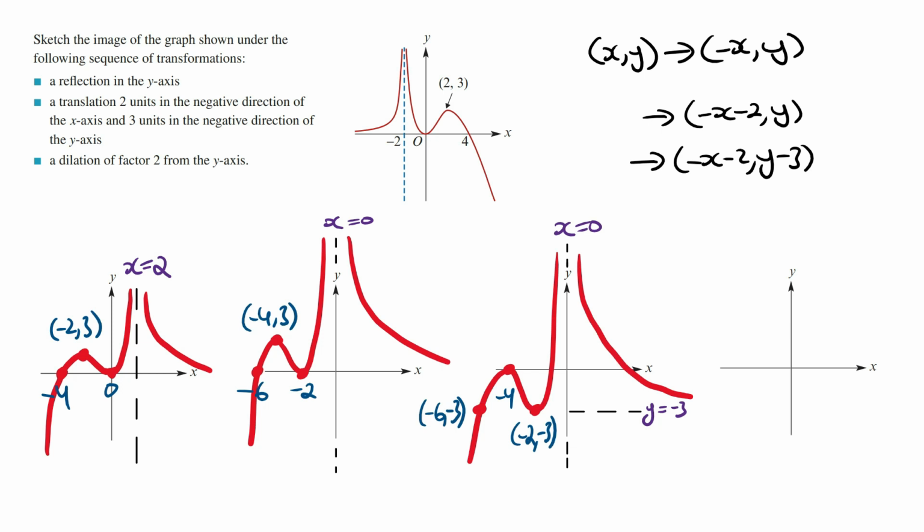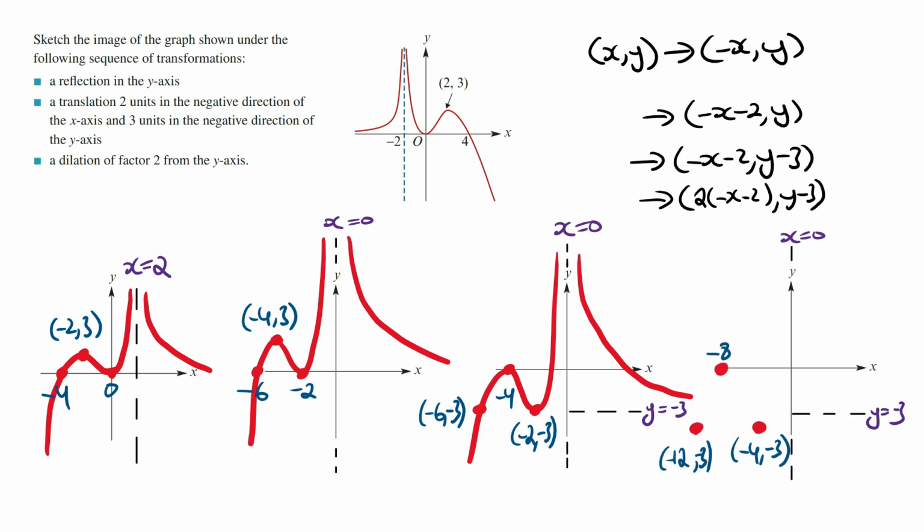And finally, we had a dilation of factor 2 from the y-axis. What this means is that we're going to multiply all the x values by 2. And so we're going to get 2 times (-x - 2) and then y - 3. And so changing the x coordinates and leaving the y coordinates the same, we're going to get these new points. And the asymptotes are not going to change.